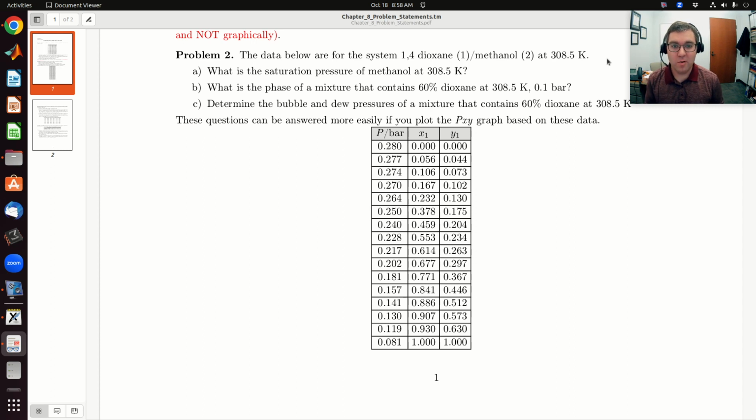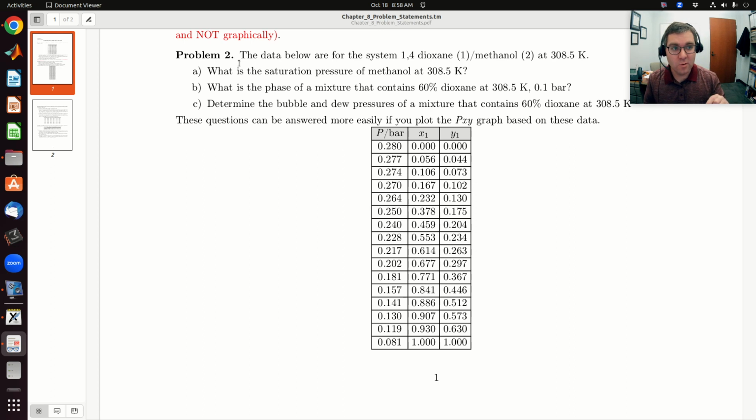Problem 2 is going to involve using tabulated PXY data to answer a series of questions. The data below are for the system 1,4-dioxane methanol at 308.5 Kelvin. So it's PXY, temperature is fixed, and then we're going to answer our series of questions.